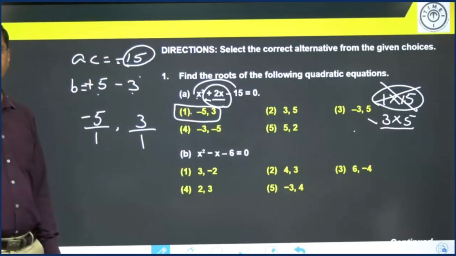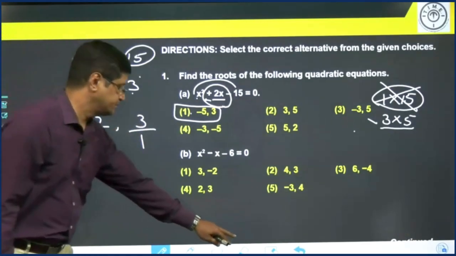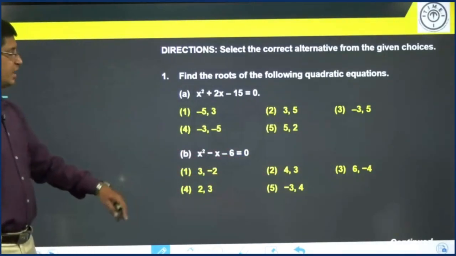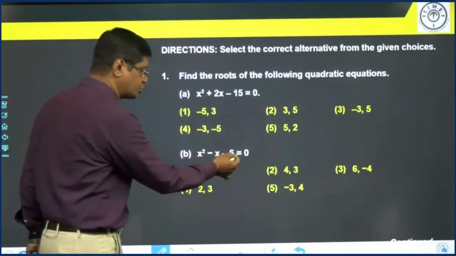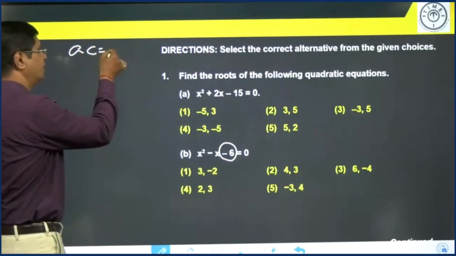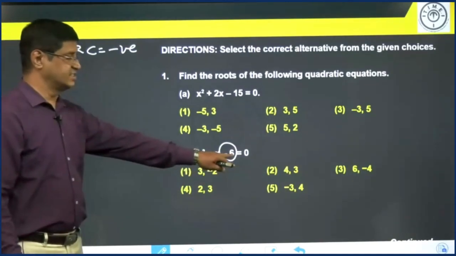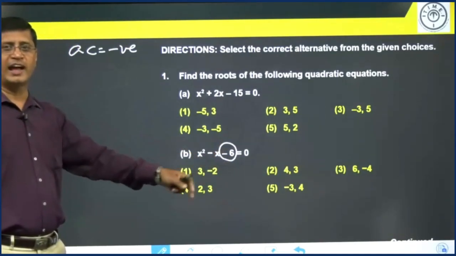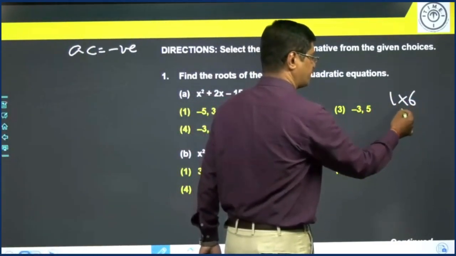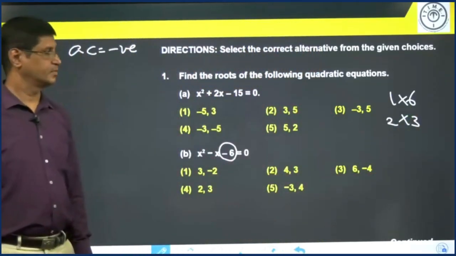Choice 1 is the right answer. Similarly, look at the second example. We'll try the second one using the same concept. A into C is negative. What are the factors satisfying the product 6? 1 into 6, 2 into 3. These are the two possibilities.